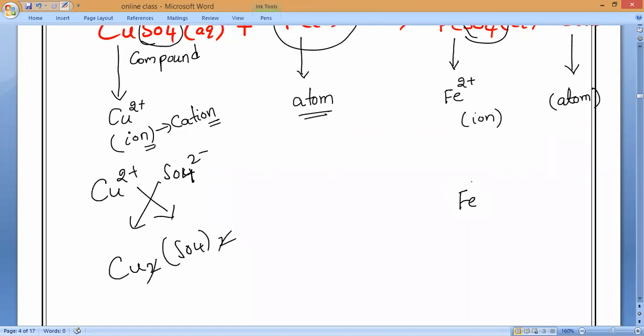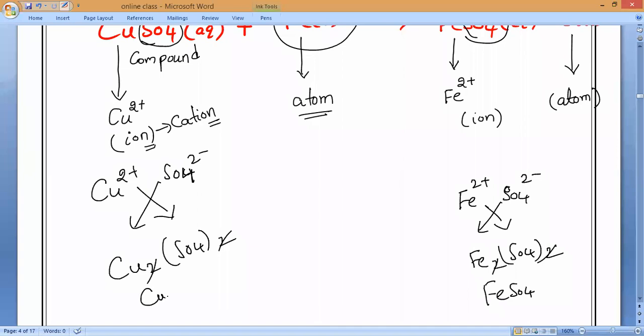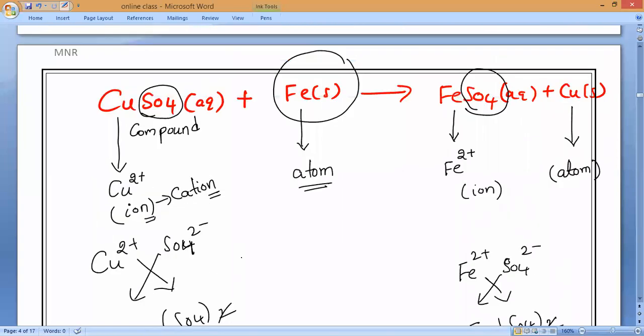Same way, iron also. Fe2+, and the sulfate is 2-. If we do the crisscross method, we get Fe2(SO4)2. The 2 will get cancelled, and again we get FeSO4. Is it right or wrong? Am I right? So now, we don't need the sulfate, because why?